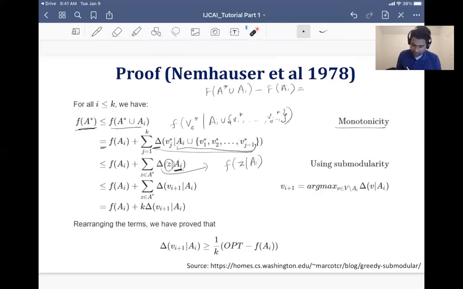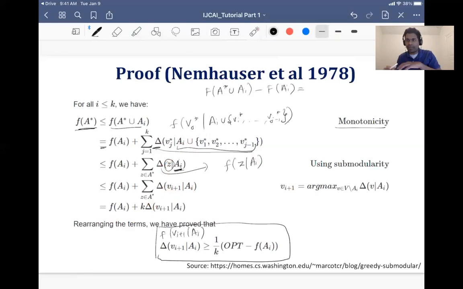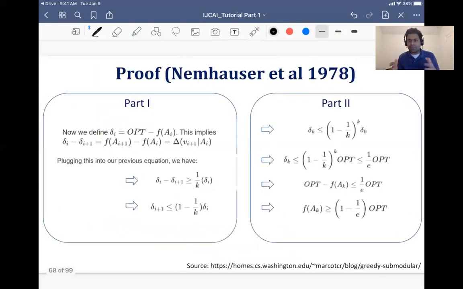All right, so I have this, and then what I notice is that at step i, the vi plus 1 is the argmax quantity. So I replace this entire thing by this fixed quantity, which is vi plus 1 given ai, and then I have k times this delta. Now after rearranging these terms, what we get is that the greedy gain at iteration ai is greater than or equal to 1 over k times opt minus f of ai. I think this is the key step that we will use for manipulation. The rest of the proof is just simple manipulation on top.